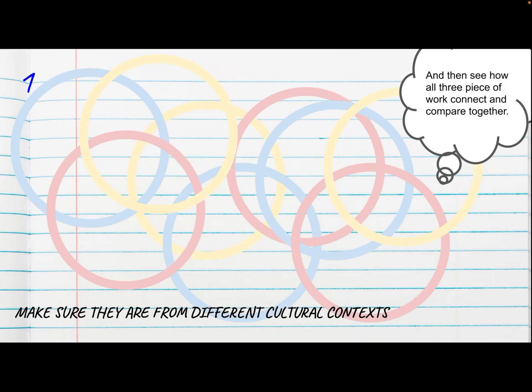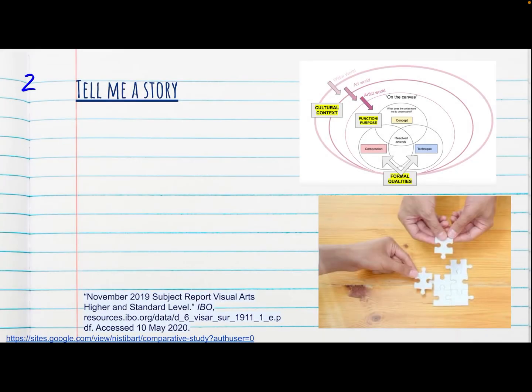You could also look at Germany across 2 centuries. But you can't have 2 people from the same space at the same time if you're only looking at 2 artists. Make sure that your artists are coming from different cultural contexts.